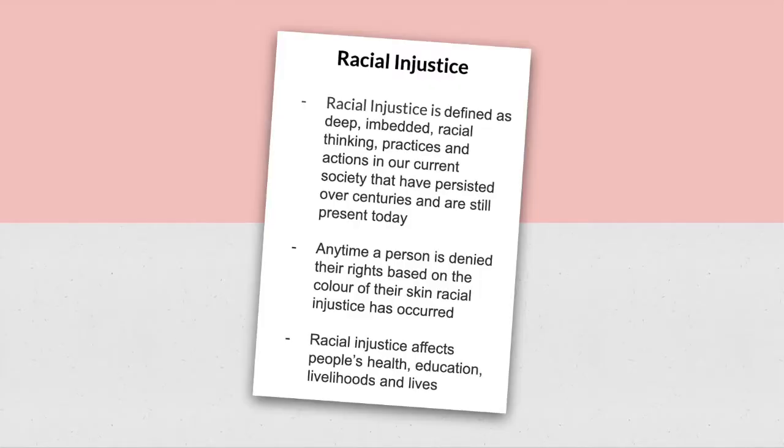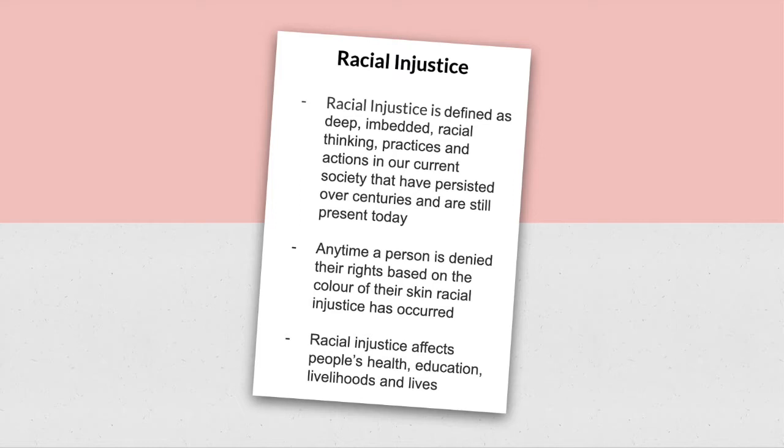Now that you guys have had a chance to discuss with a partner and think about what these terms mean to yourself, I'm going to explain what racial injustice and stereotypes mean. First we're going to talk about racial injustice. Racial injustice is defined as deeply embedded racial thinking, practices, and actions in our current society that have persisted over centuries and are still present today.